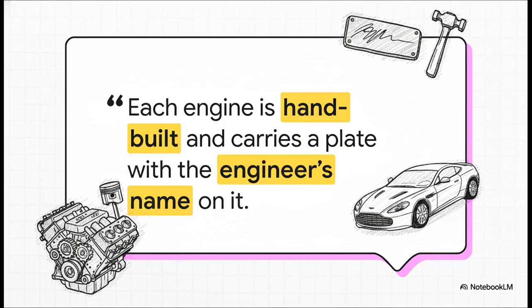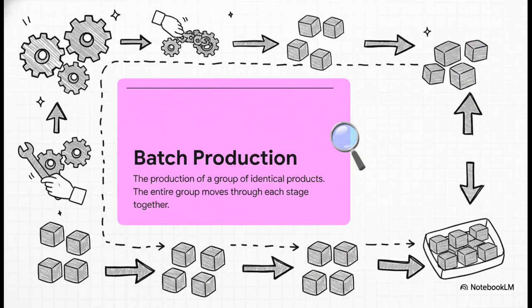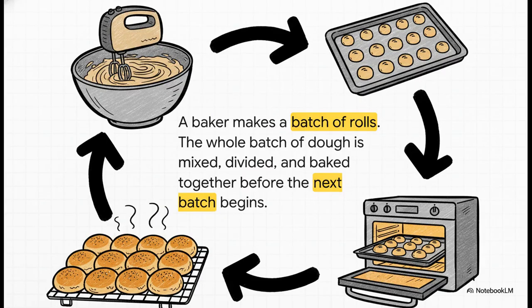Okay, but what if you need to make more than one item, but not millions of them? Well, that's where batch production comes into play. Here, you're making a specific quantity of identical products, and that whole group, the batch, moves from one stage of the process to the next altogether. The baker analogy is just perfect for this. A baker doesn't make one roll, then another, then another. No. They mix all the dough for the batch, then shape all the rolls, then bake them all at once.